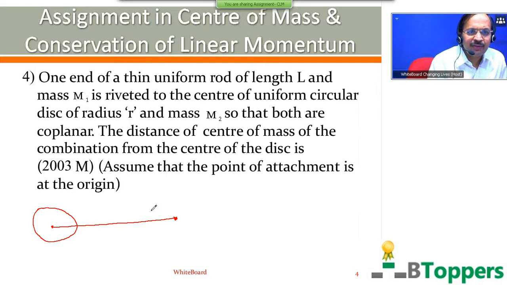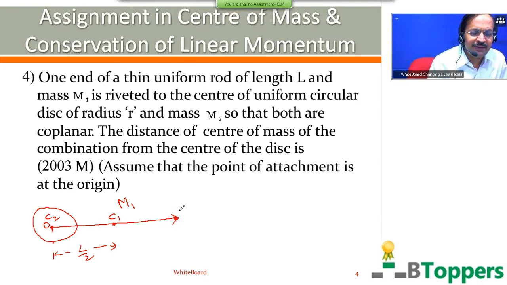So here m1 is the mass of the rod. The center of mass of the rod can be assumed to be at the geometric center of the rod, that is at a distance L by 2 from each end. The center of mass of the disc can be assumed to be at the geometric center of the disc. You are asked to find the distance of the center of mass of the combination from the center of the disc. Therefore, I choose the center of the disc as the origin.